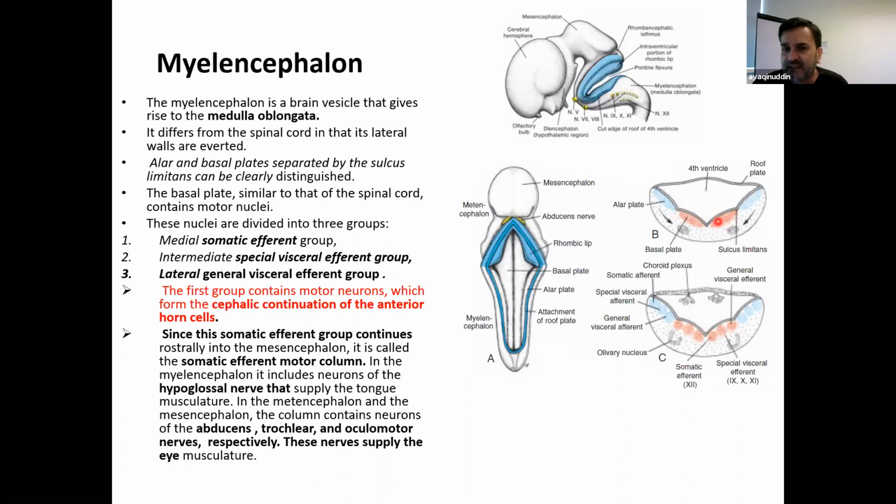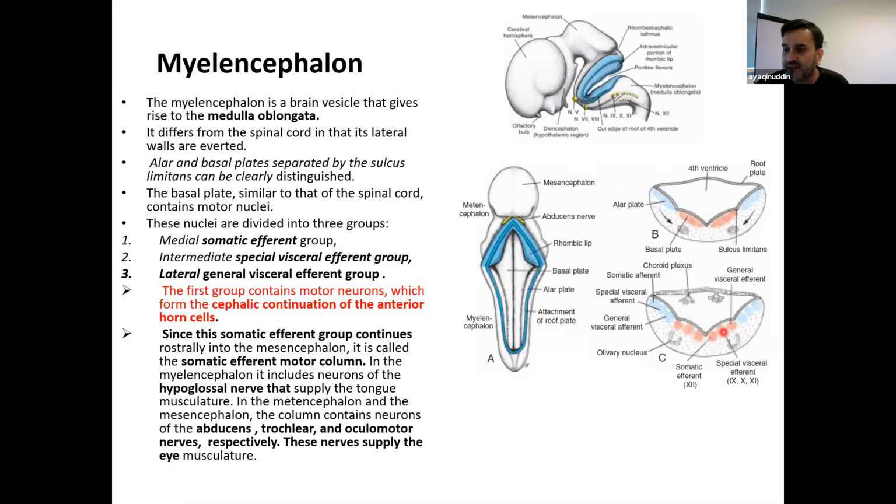Now, the basal plate has three sets of nuclei. The medial most part of this basal plate has the somatic efferents, which are the nuclei which supply the muscles which have originated from somites. And in the case of medulla, this is basically the muscles of the tongue. So this is the hypoglossal nucleus, which is lying much more medially in the basal plate.